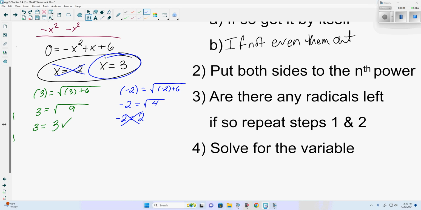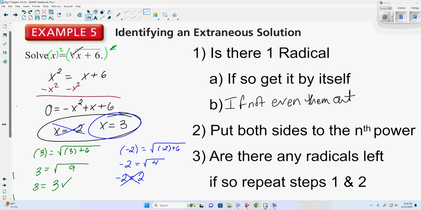Negative 2 is an extraneous solution, and we get that because of our squaring the x. Negative 2 doesn't work, but when we square it, we get 4, and it offsets that negative. Negative 2 is a solution we do get from solving, but does not work in the original context. Questions on this here? We're ready to see another one.